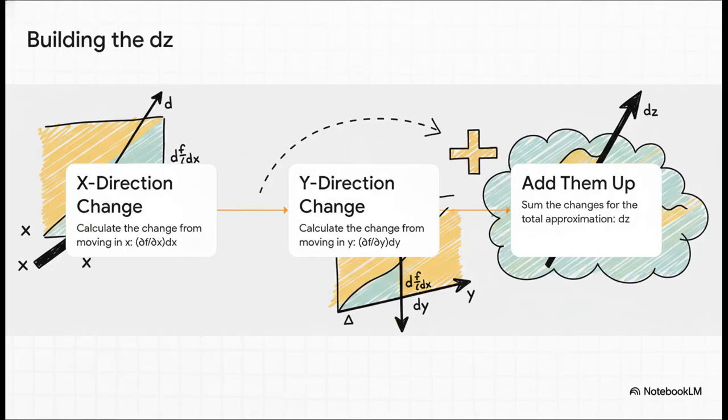And here's the best part. Look at how we build it. It's so intuitive. For step 1, you take the slope in the x direction and multiply it by how far you moved in x. Boom! That's the altitude change from the east-west part of your step. For step 2, you do the exact same thing for the y direction, and then for step 3, you just add them up. That's it. That's your total approximate change, dz.